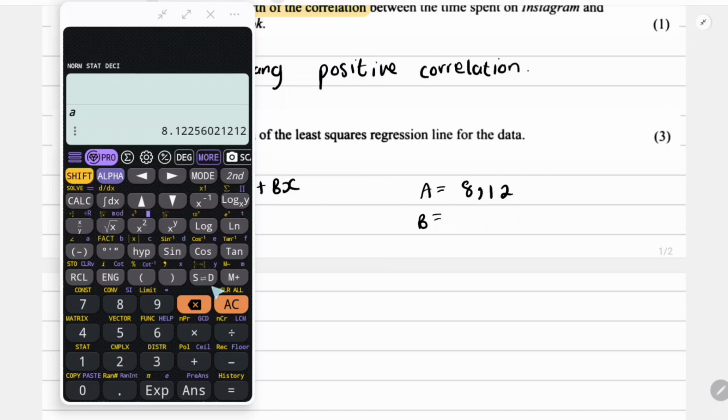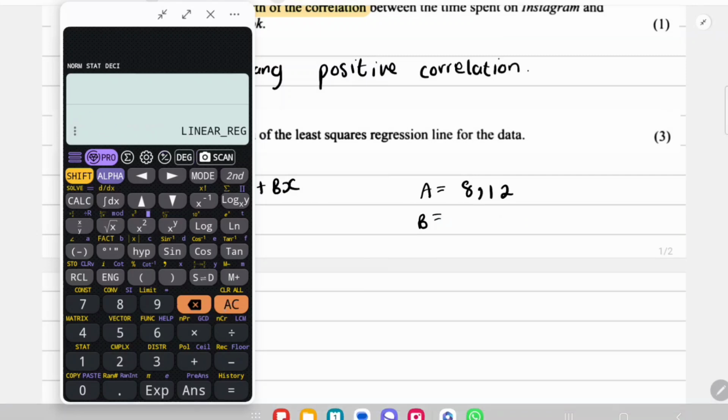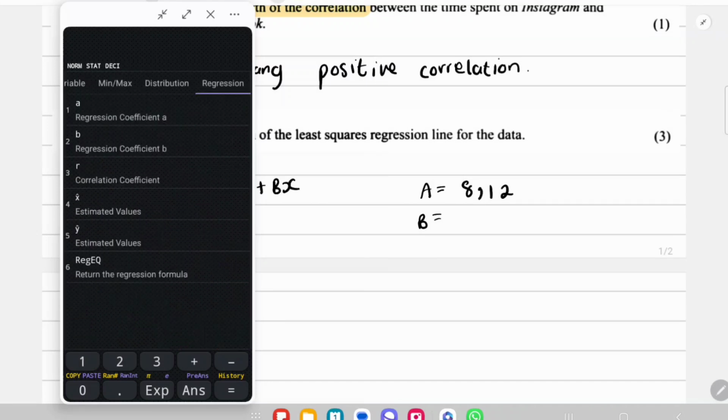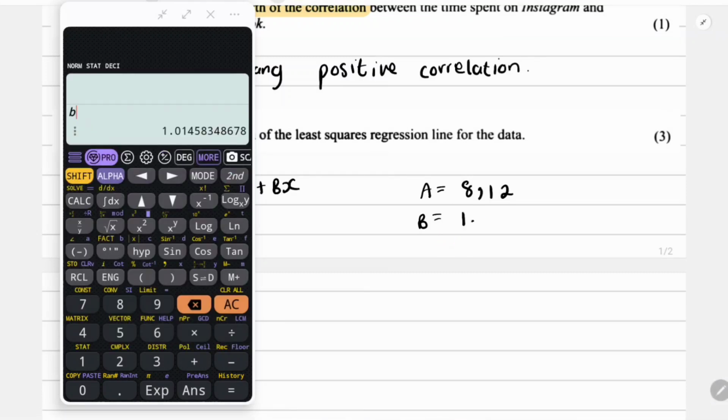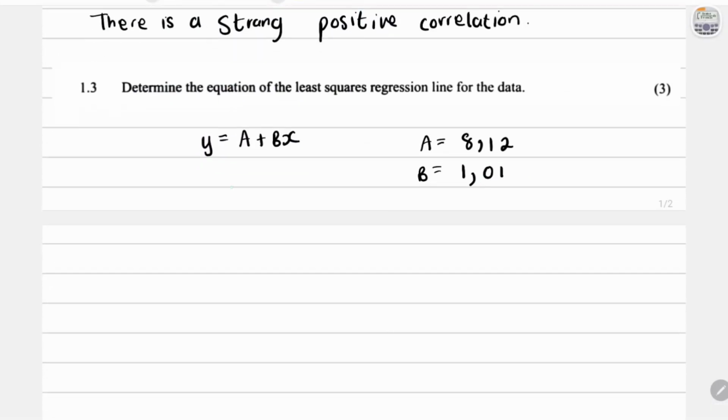And then B. So again, what I'll just do is erase this. You don't have to do that, but you can just press Shift and 1 on your calculator. And then again, choose number 5 for regression. Then you're going to go for number 2 for B to find that B value. So B is equal to 1.01 rounded off to 2 decimal places. And then we can go ahead and substitute. So this means that the equation of the least squares regression line is y equals 8.12 plus 1.01x. And that is our answer.